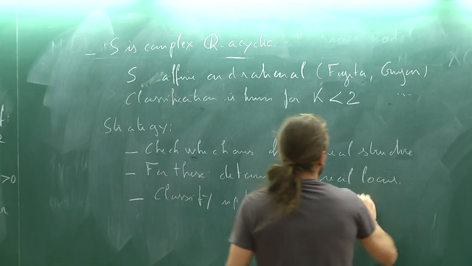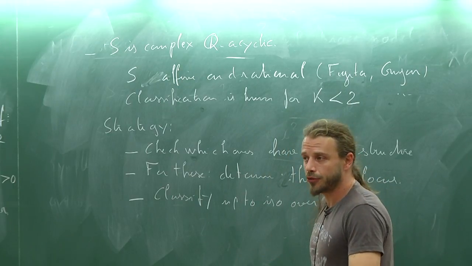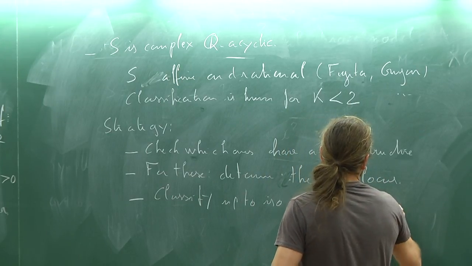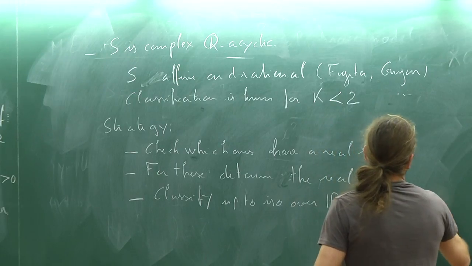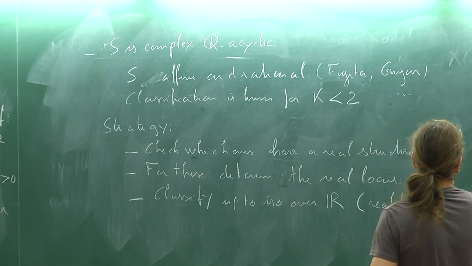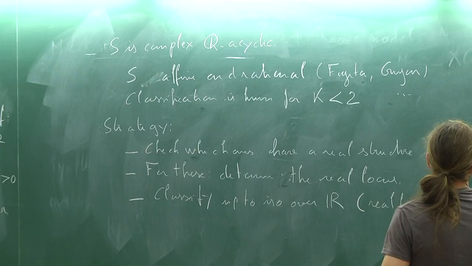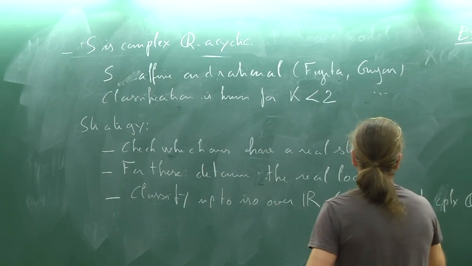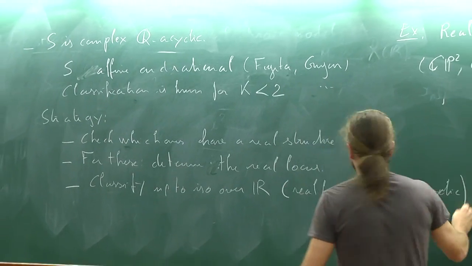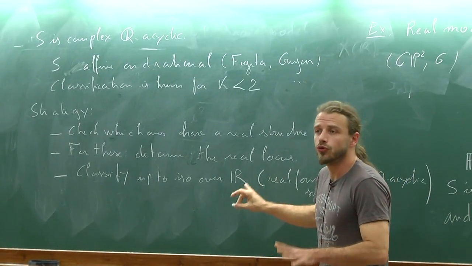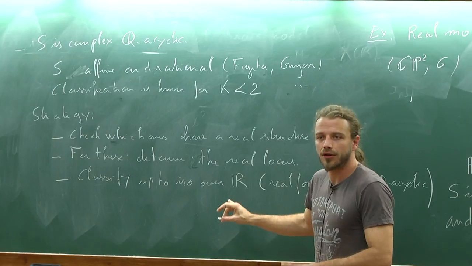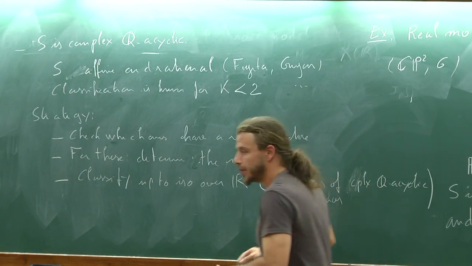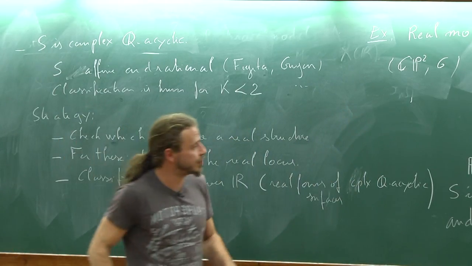So this is basically a problem of real forms of complex QAS surfaces. And actually, such forms do exist. And this is one difficulty when you want to classify things.